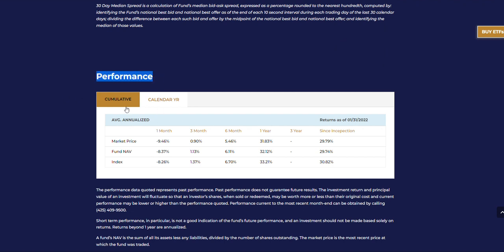So if you look at the cumulative, for example, for 1 month, this is the market price, this is the fund itself, and this is the index that it tracks. And you can see it mirrors the index, to be honest with you. So that's not bad at all. 32% return for 1 year, which is really good. It's only been around since 2020, so it hasn't been around for 3 years. So yeah, it tracks the overall market, which is quite good.